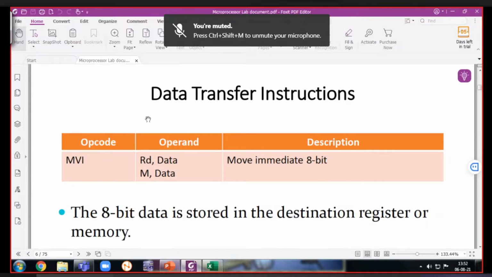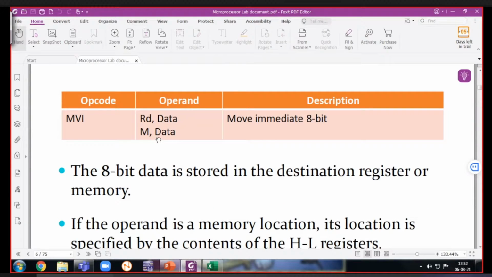Then comes the next instruction, that is MVI. MVI means RD comma data or M comma data, move immediately an 8-bit value. Okay, MVI.